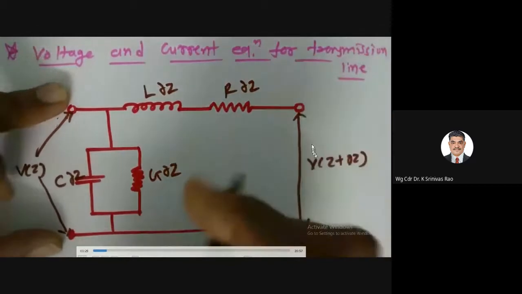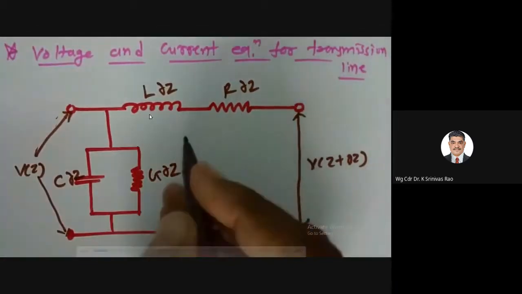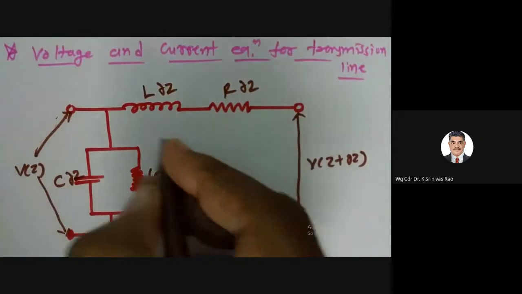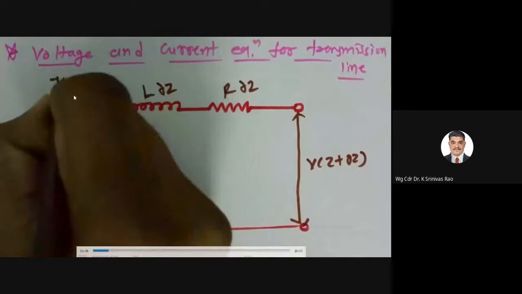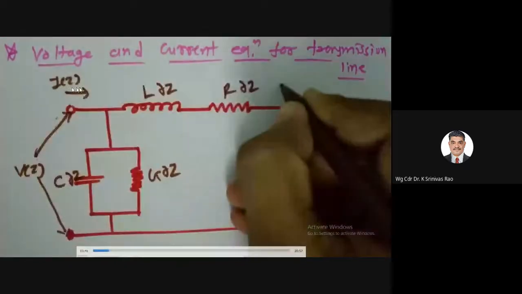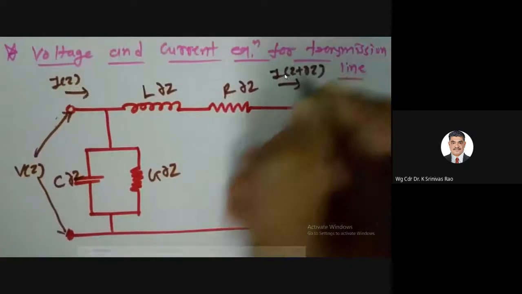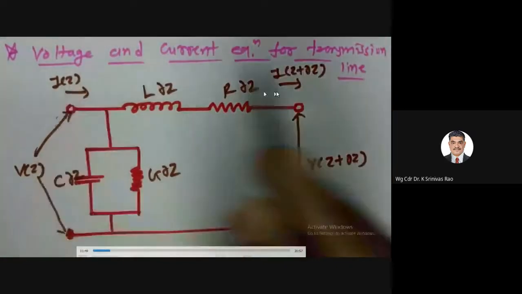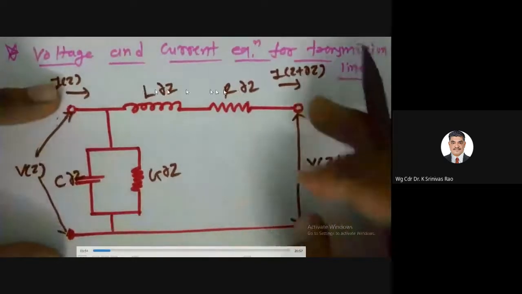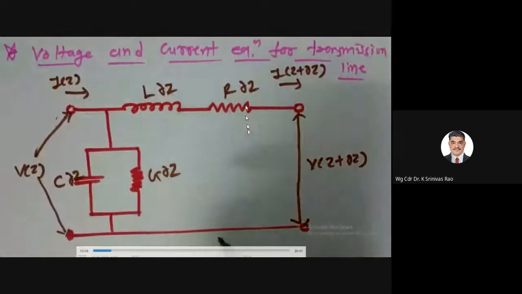Now the voltage across these two ends: this is the resistive component, and this is the inductive component. If the current enters through this end, that is I(z), then the current leaving at the output is I(z + Δz), because of the dz component involved in this.